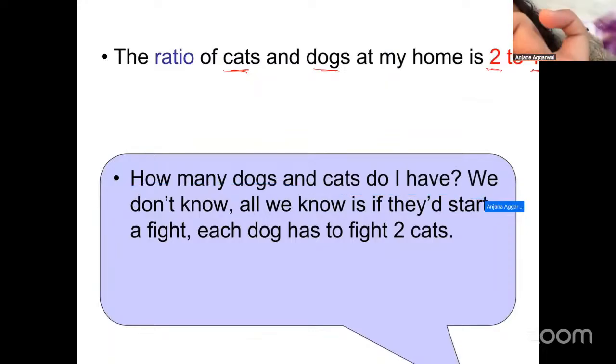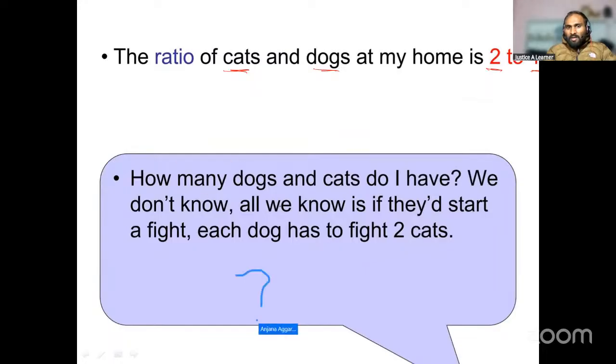We don't know. All we know is if they start a fight, each dog has to fight 2 cats. Okay, so 2 cats is given. Like it's something. How many dogs and cats do I have? I don't know. All we know, if they would start a fight, each dog has to fight 2 cats.